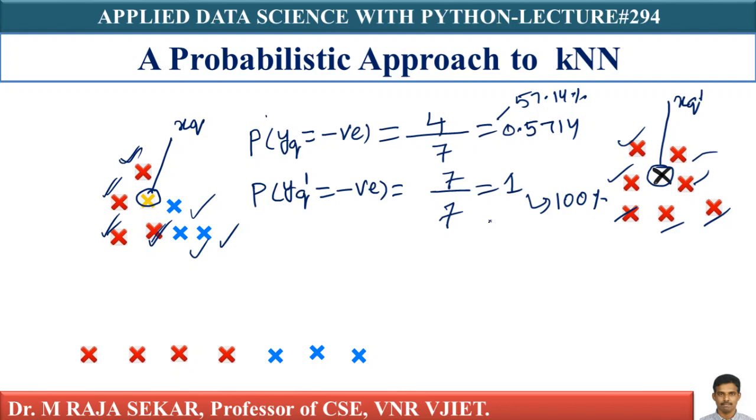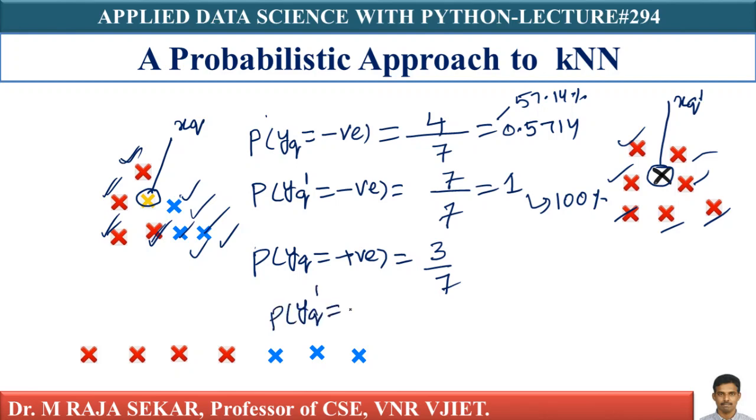Similarly, I can also write the probability that yq is positive. What is the probability that yq is positive? There are 1, 2, 3 positive points. The total is 7 points. What about the probability that yq dash is positive? How many positive points are here? There are 0 positive points. The total is 7 points. I can say it is 0.